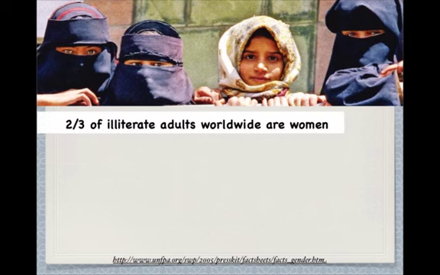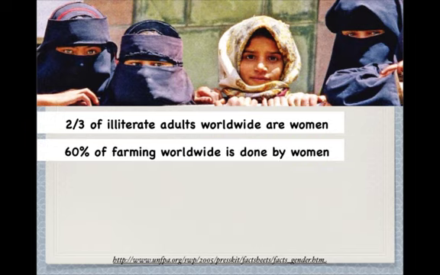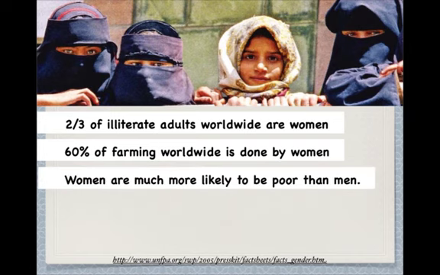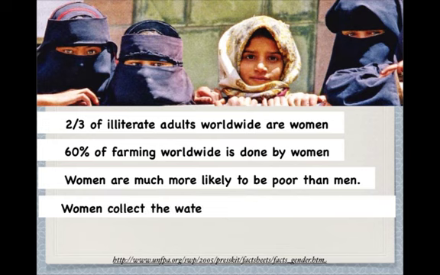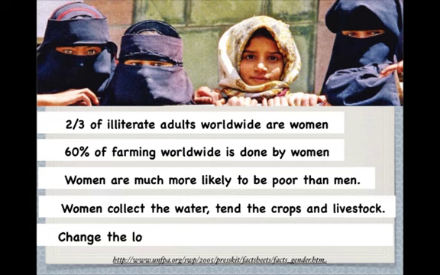2/3 of illiterate adults worldwide are women. 60% of farming worldwide is done by women. Women who can't read the packages of pesticides and fertilizers don't know how much fertilizer or pesticide to put on. They can't read market reports to know what they could sell in the market. Women are much more likely to be poor worldwide than men. Women are the ones who collect the water, tend the crops, and tend the livestock. Change the lot of women, and you change the world.